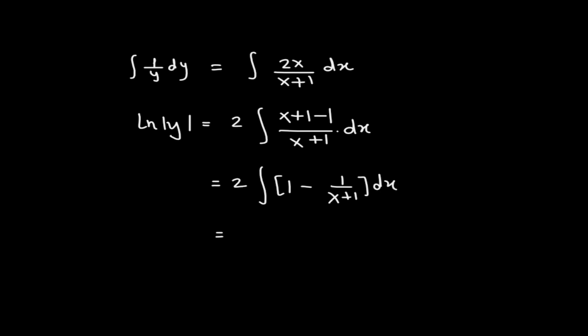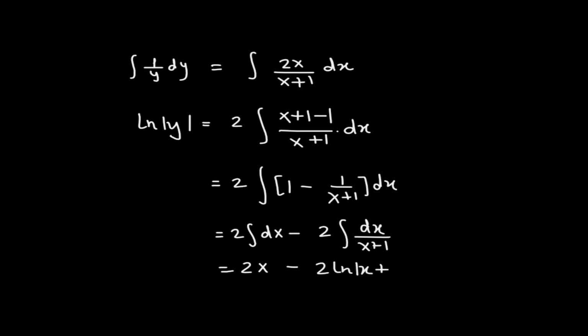So this is going to give us 2 times integration of dx minus 2 times integration of dx over x plus 1. Integration of dx will be x, and integration of 1 over x plus 1 with respect to x will be natural log of x plus 1, plus the constant of integration c, and this is natural log of y.